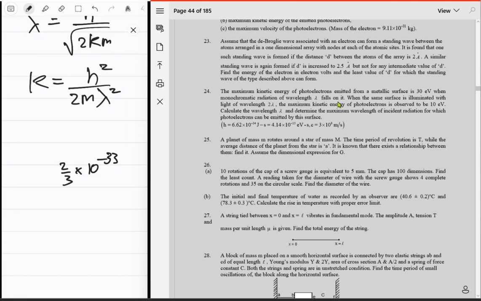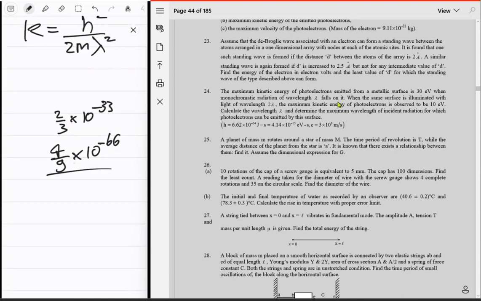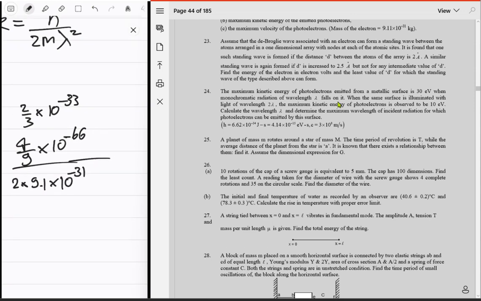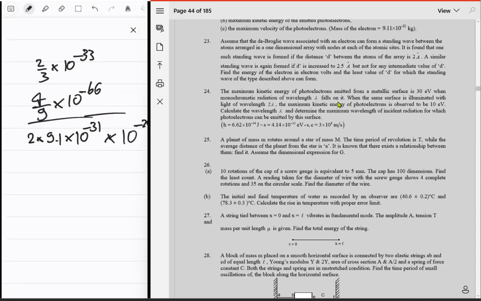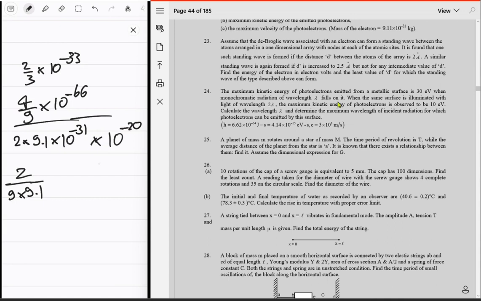You get the thing. So it's approximately h squared, that is 4/9 times 10 power negative 66, upon 2 times mass, approximately 9.1 times 10 power negative 31, then lambda squared, in this case just 1 angstrom squared, which is 10 power negative 20, right? So what does it turn out to be? 2 upon 9 times 9.1, and then all this, 10 power negative 51 upon 10 power negative 15, right? Okay, not good.